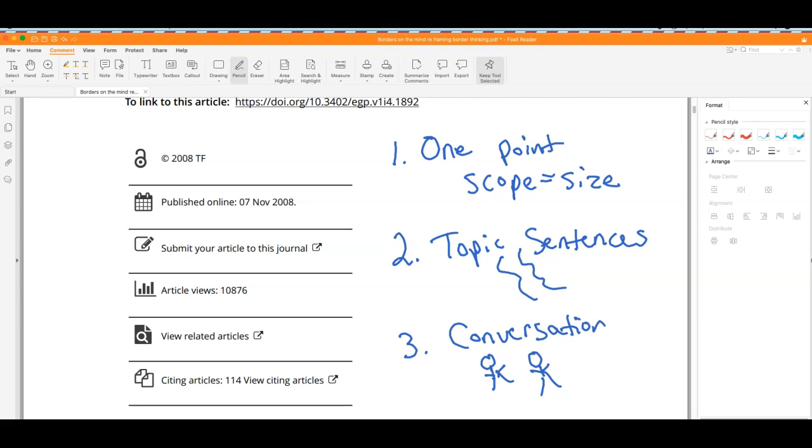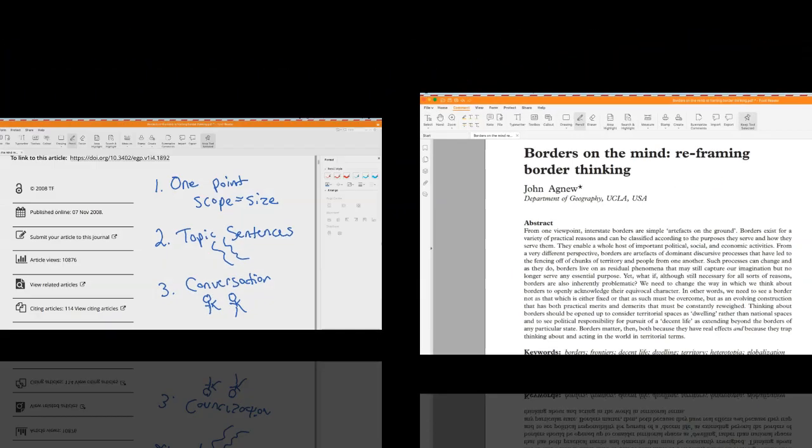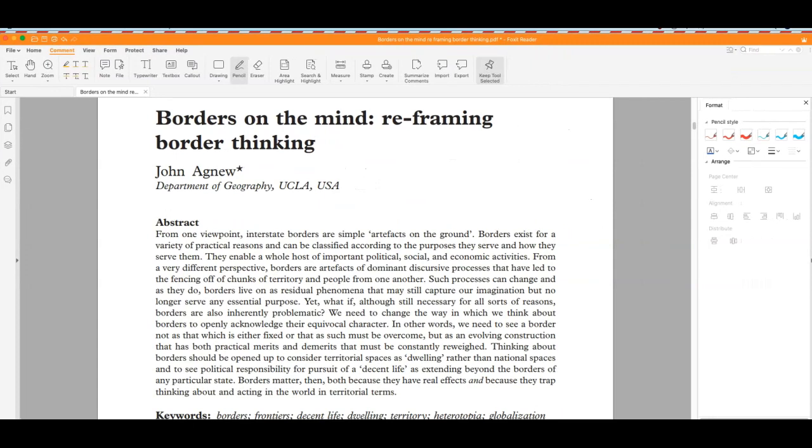So what I would like to do is walk you through the first part of this article, and then I will let you all take the second and third parts. On the first page of an article, there are a couple of useful pieces of information that often will be here. You may get some information about the author. We see that John Agnew is in the Department of Geography at UCLA. That should give you some confidence in what he has to say. He's an expert in this field.